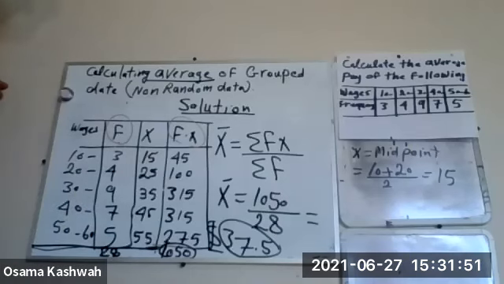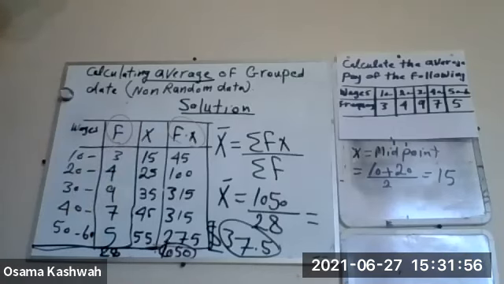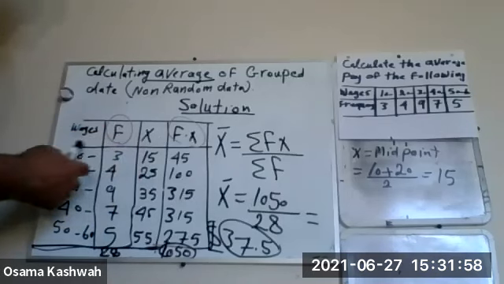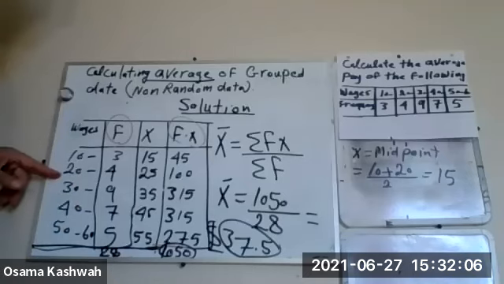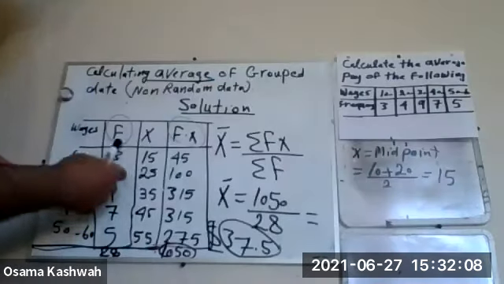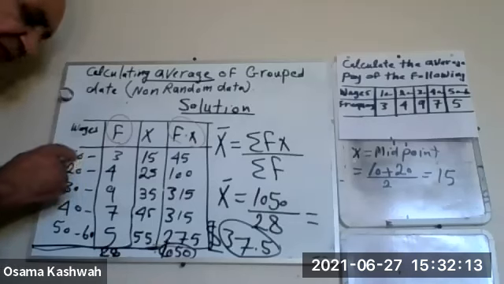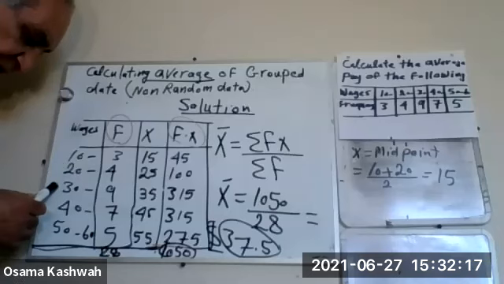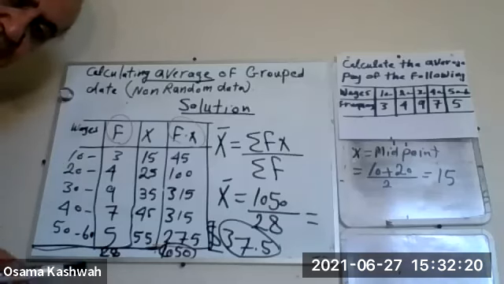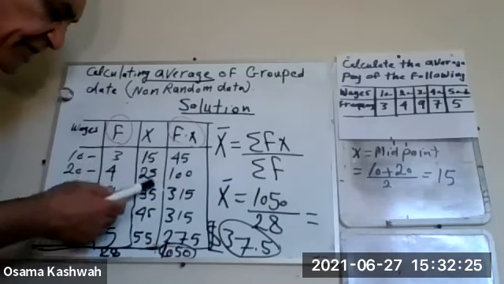X is the midpoint. X means the start of the denomination plus the end of the denomination divided by 2. So 10 and 20, 30 divided by 2 will give me 15. And there is another way also to calculate it. As long as the length is constant here, for example, 10 becomes 20, 20 becomes 30, 30 becomes 40, the length is 10. So we can get the first midpoint, then we can increase by 10.